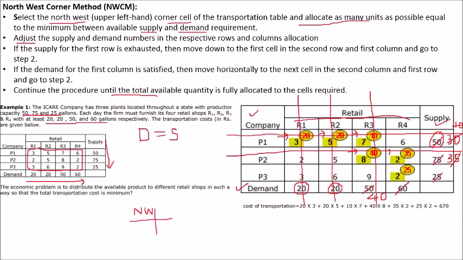So what is the cost of transportation? Cost of transportation is 20 allocated to the cell of 3 cost. So 20 multiplied by 3, 20 multiplied by 5, 10 multiplied by 7, 40 multiplied by 8, 35 multiplied by 2, and 25 is allocated to this cell 2. So 25 multiplied by 2. If you add all this, you will get the cost of transportation.